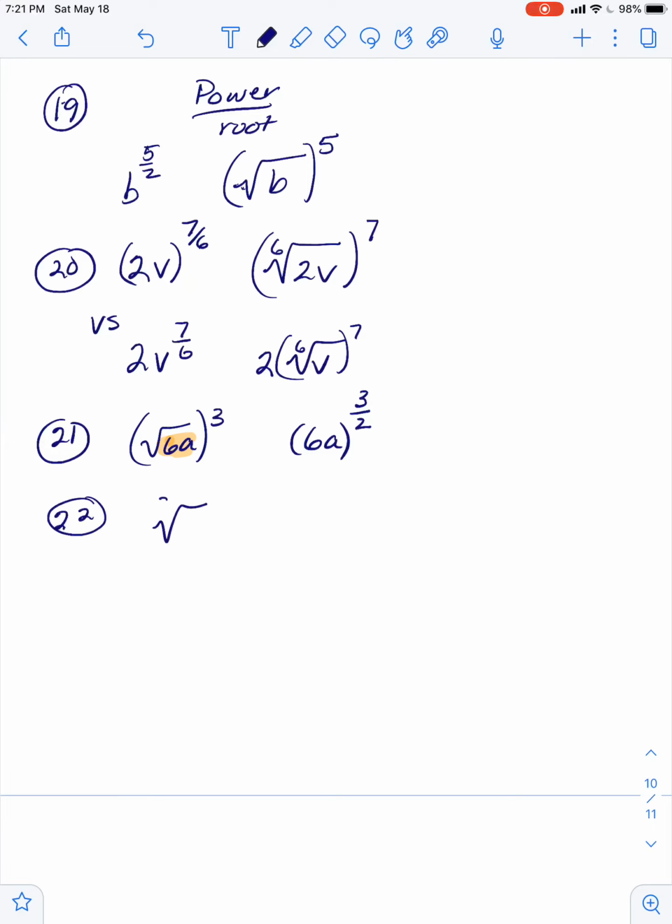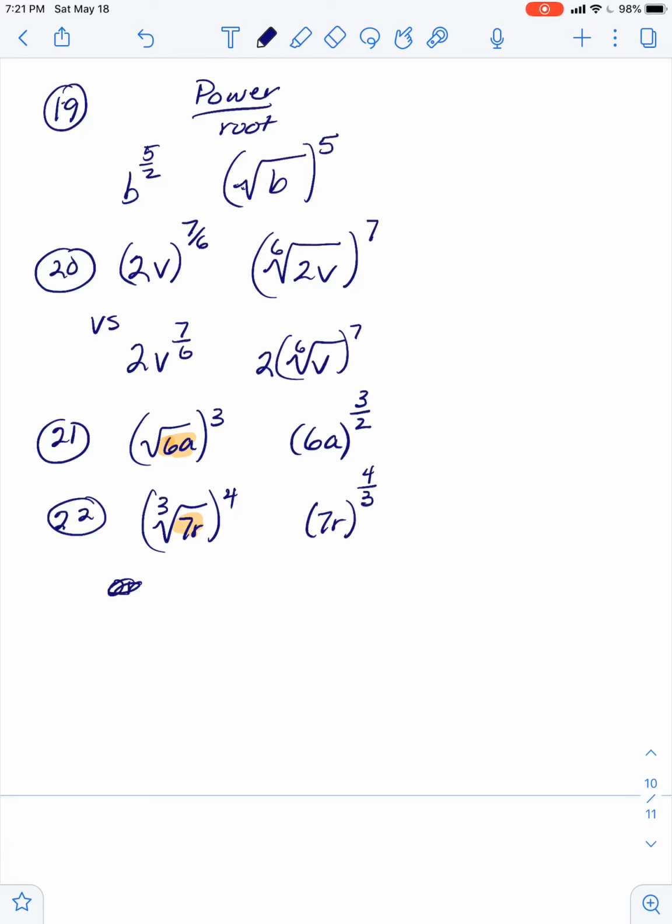Okay, here's another one. 7r, whole thing to the 4th. So again, since all of this is underneath, then I need all of it in parentheses. Power is 4, root is 3.